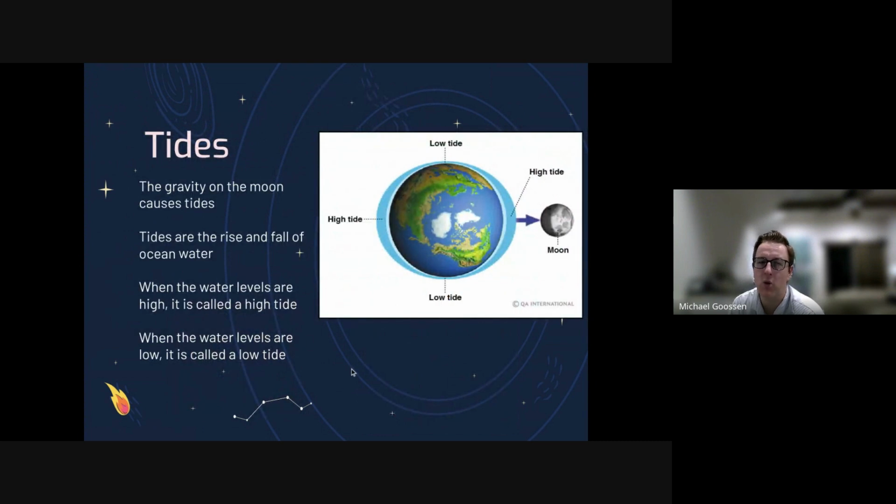Another way that the moon can affect Earth is with tides. So because the moon has a gravitational pull, it could pull the water up a little bit, and that's what creates the high tides. And that's about it. So hopefully this all made sense. Please go through that Nearpod. There's lots of great stuff in there.